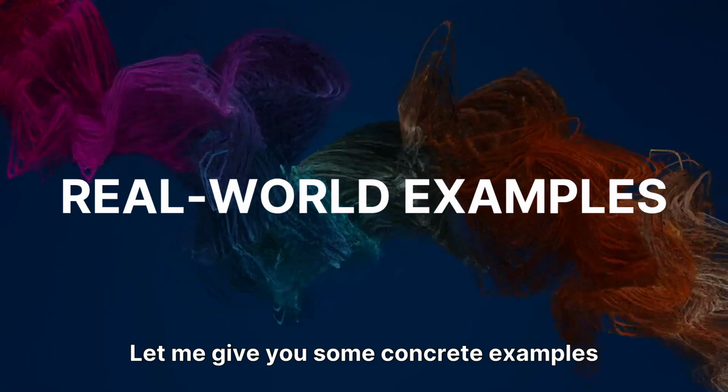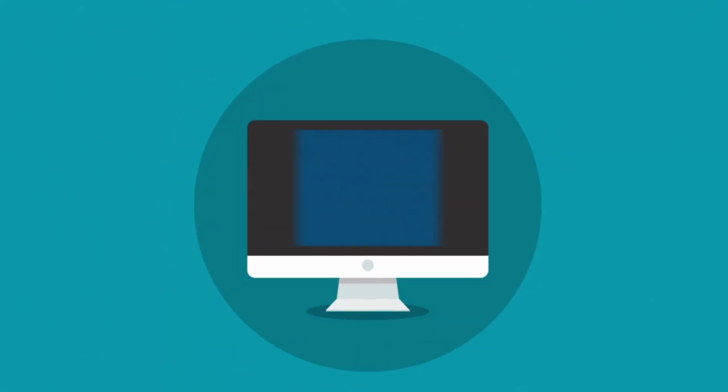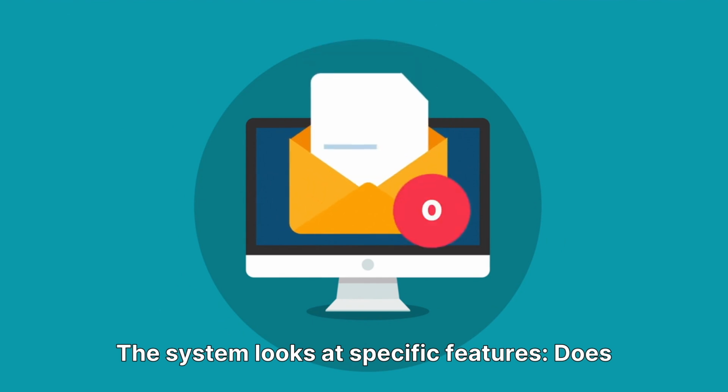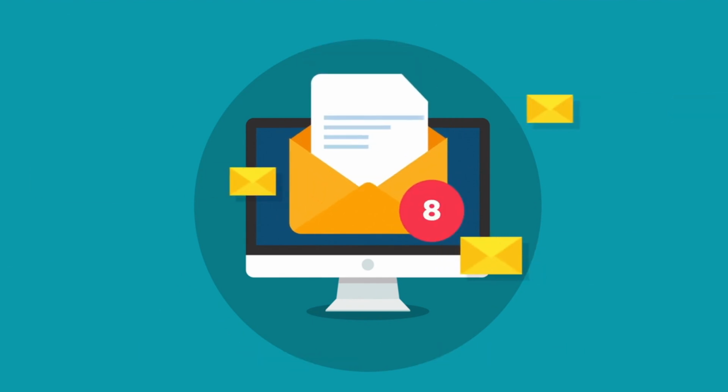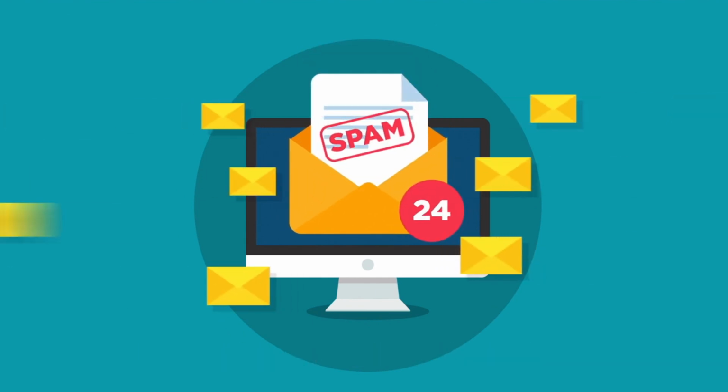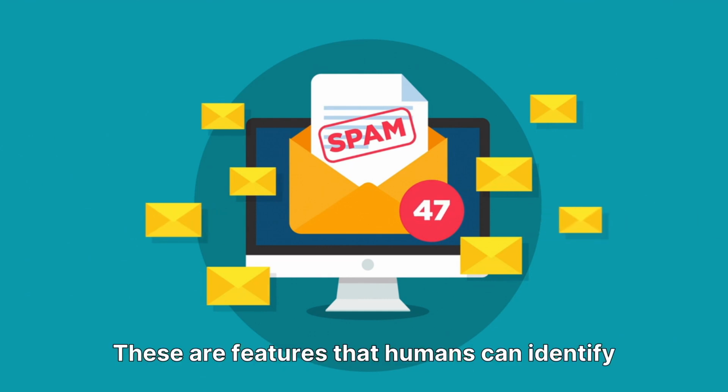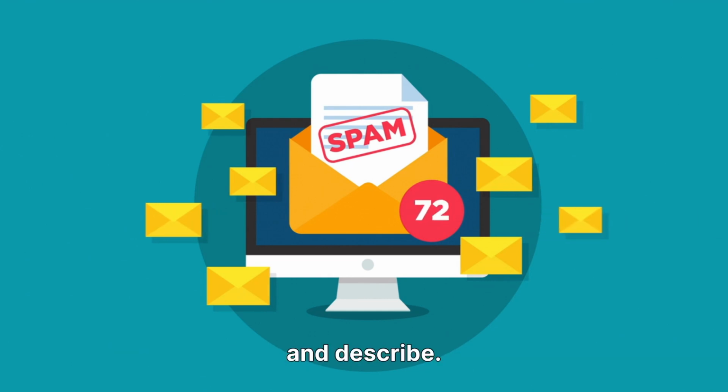Let me give you some concrete examples so this really clicks. Think about email spam filters. The system looks at specific features. Does it have certain words? Is it from a suspicious sender? Does it have lots of links? These are features that humans can identify and describe.